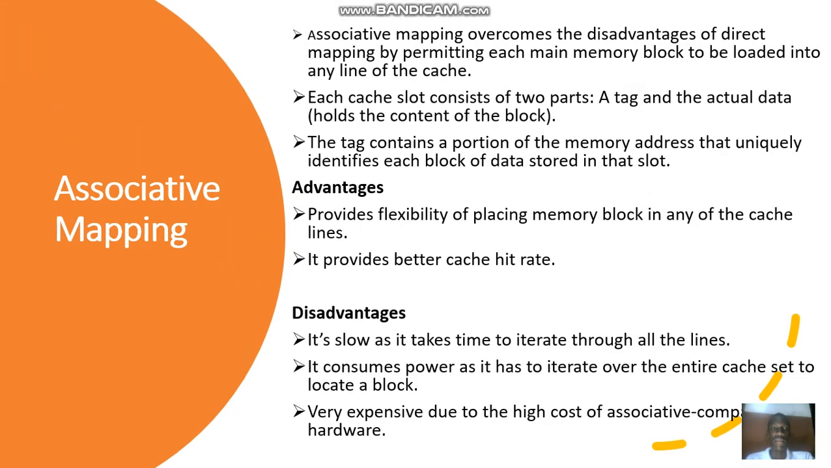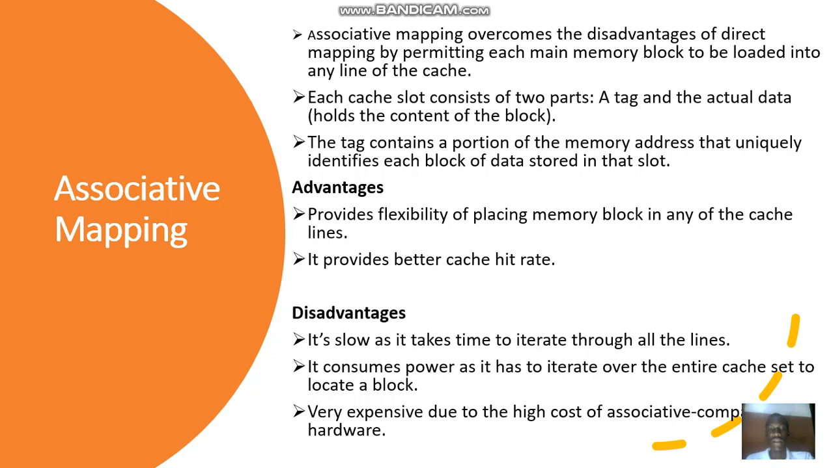The second mapping function I'm going to talk about is the associative mapping. And this associative mapping overcomes the disadvantages of direct mapping by permitting each main memory block to be loaded into any line of the cache. And each cache slot consists of two parts, a tag and the actual data. The actual data is the one which holds the content of the block. And the tag contains a portion of the memory address that uniquely identifies each block of data stored in that slot.